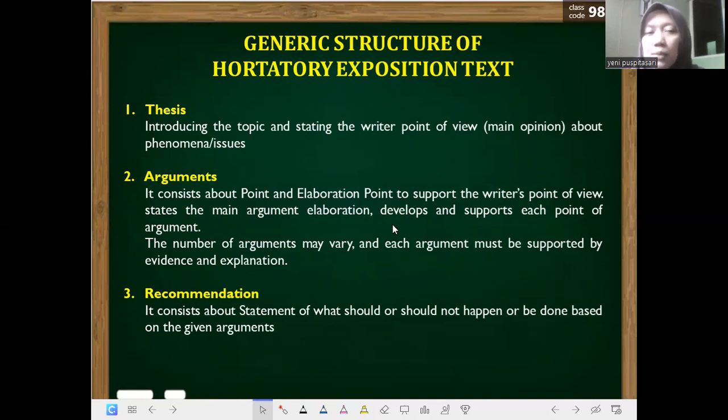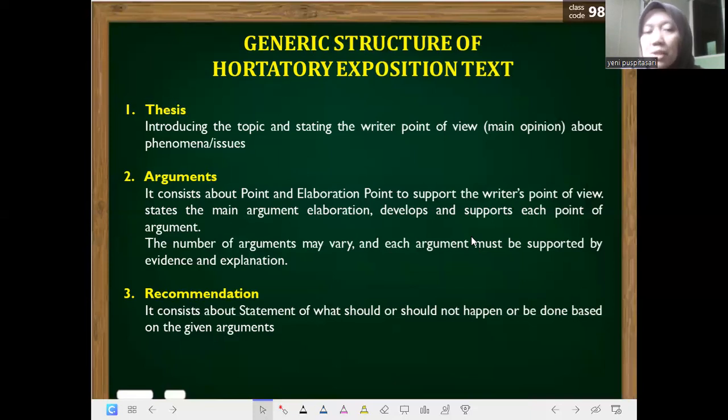And then with argument too, it consists of point and elaboration of point to support the writer point of view. And then state the main argument, elaboration, develops, and support each point of arguments. And the number of arguments may vary. This is same with analytical exposition text, and each argument must be supported by evidence and explanation.